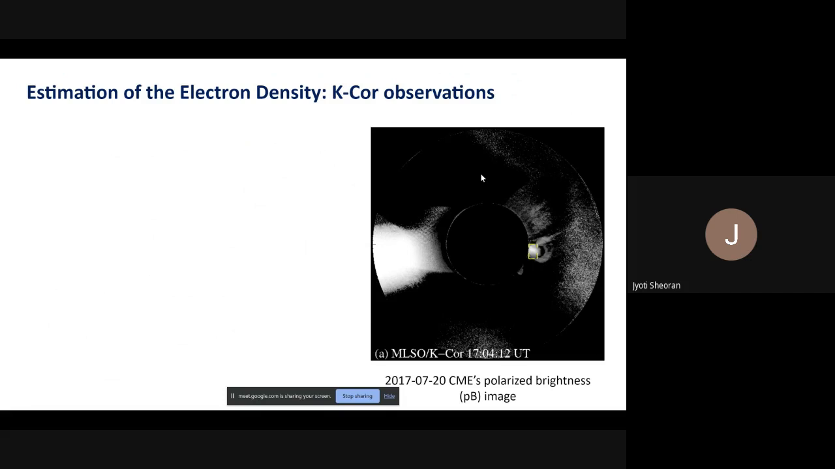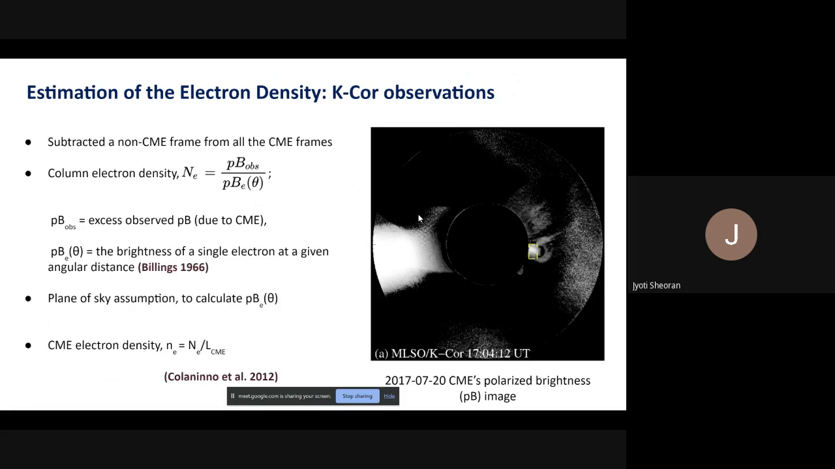Transient events such as a CME will cause an enhancement in density, or we can say intensity. So to calculate the excess polarized brightness due to the CME, we subtracted a non-CME frame from the CME frame, and then we calculated the column electron density using this formula, where pB is the excess observed polarized brightness due to the CME, and B is the brightness of a single electron at a given angular distance, the calculation of which is given in Billings 1966.